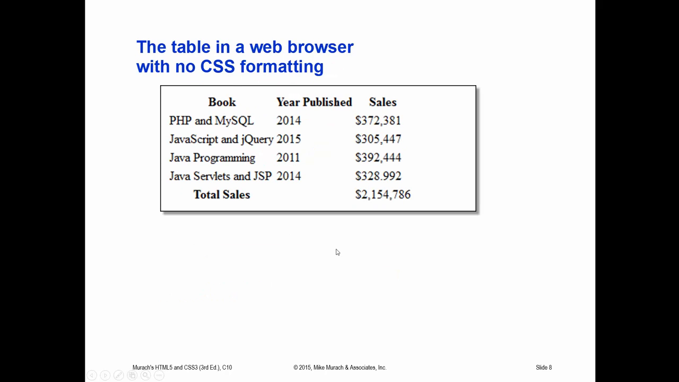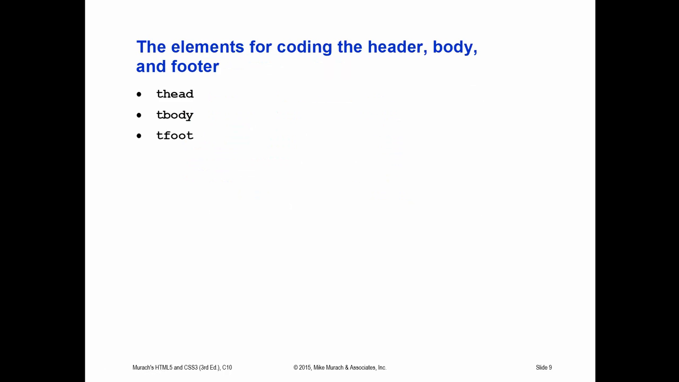So here's the same table with absolutely no formatting. All right, there's other elements that you can also put into a table. You can put a T head, you can put a T body, and you can put a T foot. Those elements can make it easier to style a table with CSS. All right.